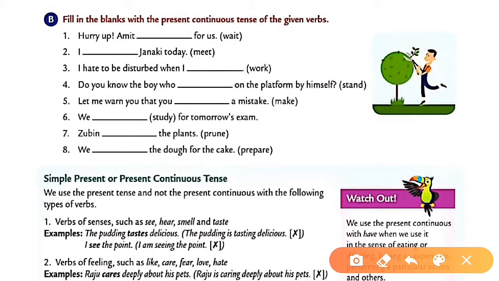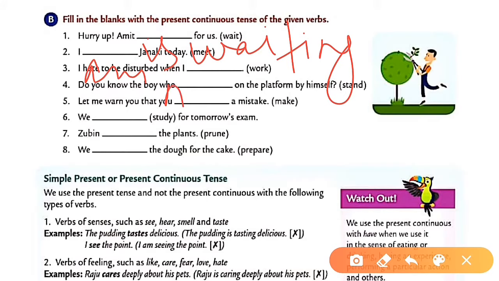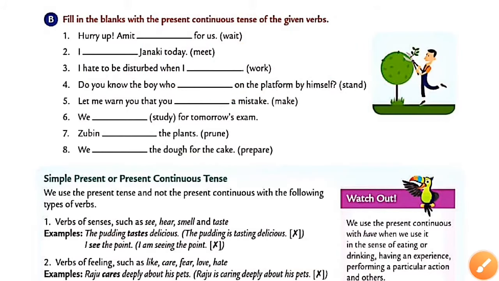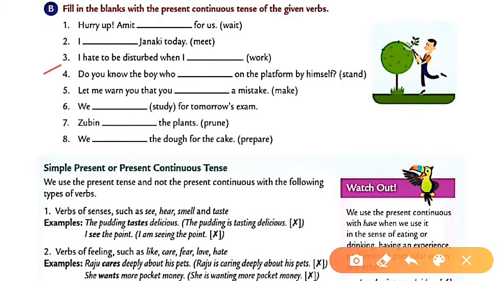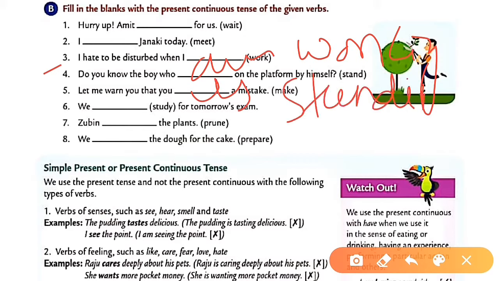Like, hurry up, Amit is dash for us. Is waiting. Okay, next, second number, dash I dash junkie today. I am meeting. Next guys, move to number 3rd. I hate to disturb when I dash work. I am working. Okay, do you know the boy who dash on a platform by himself? Who is standing, only a single boy. Let me warn you that you dash a mistake that you are making. You are making.